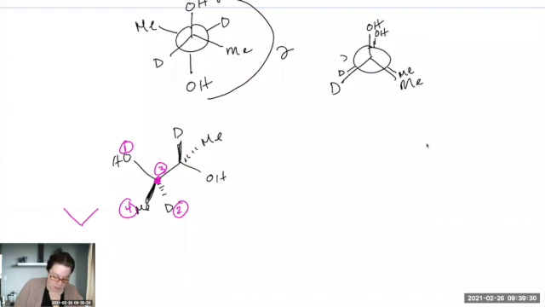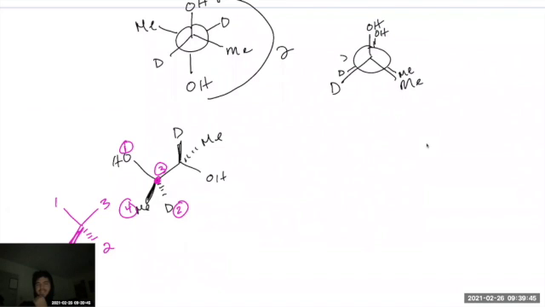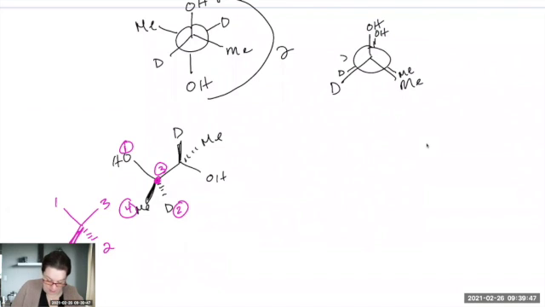Okay, so if we redraw it, you don't have to. We have 4, 3, 1, and 2. Right? Lowest priorities in the front. So we have to do the opposite rules. Oh, no. I see what I just did. Sorry about that. I probably said it right and wrote it wrong. We said deuterium was the lowest. We said methyl was lower than the other carbon.